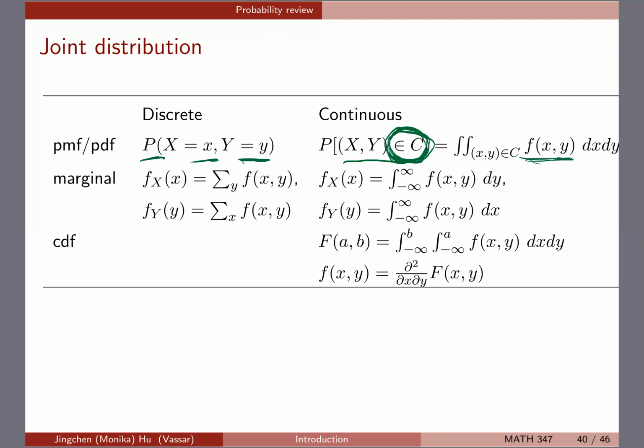For marginal, both of these work in the same way. For discrete, if you want the marginal of random variable x, you sum over y. And for continuous, you integrate out y. For random variable y, for the discrete case, you sum over all of the x, and for the continuous case, you integrate out x. Okay, so these are good to review because you might use them pretty often later on. And for the joint CDF, I leave it over here.